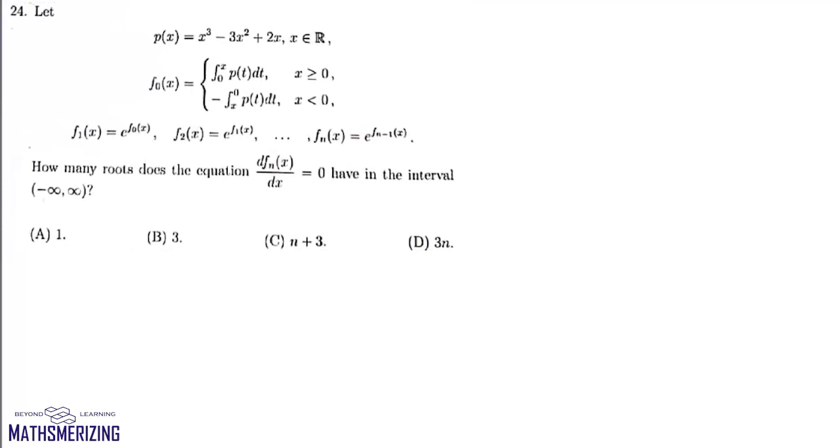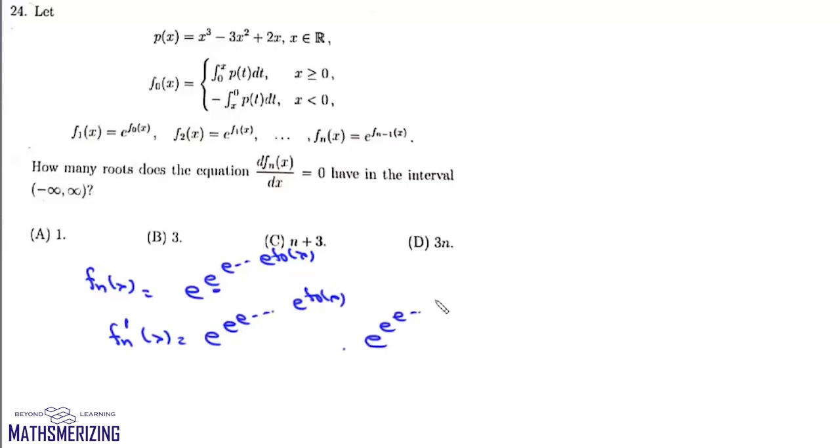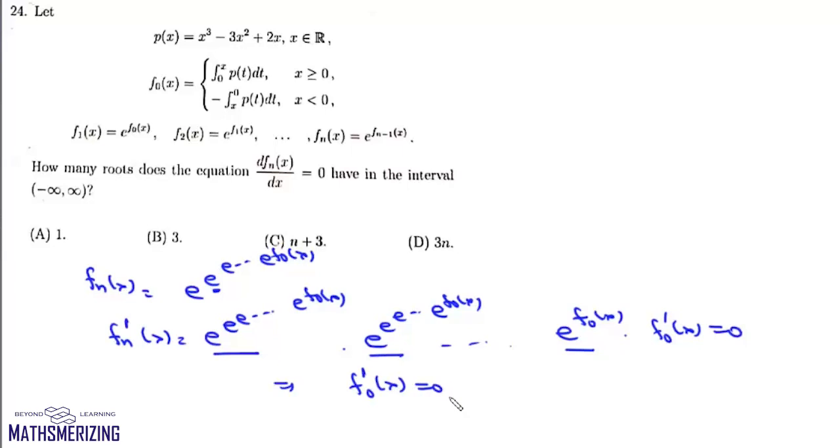Now in 24 we are given this function f_n(x), which is e^(f_{n-1}(x)). Now if we differentiate this function, then it will be e^(f_{n-1}(x)) into, now we'll come to this, it will be e^(f_{n-2}(x)), and this way it will continue, and finally it will be e^(f_{n-1}(x)) into f_0'(x) equals 0. Now an exponential function can never be 0. The only condition that we'll get here is that the derivative of f_0(x) must be 0.